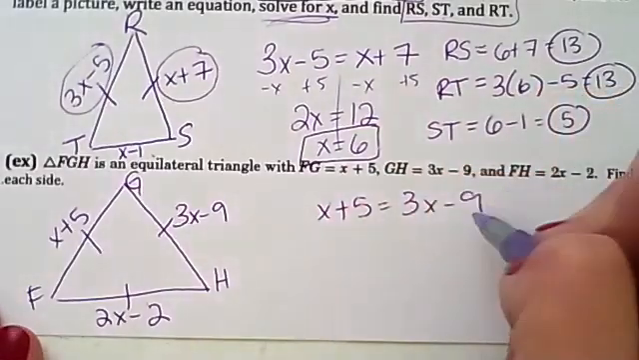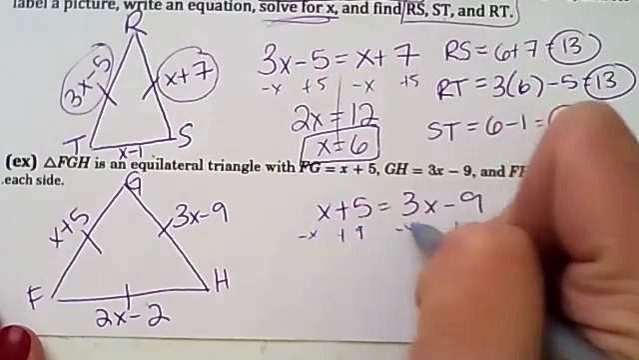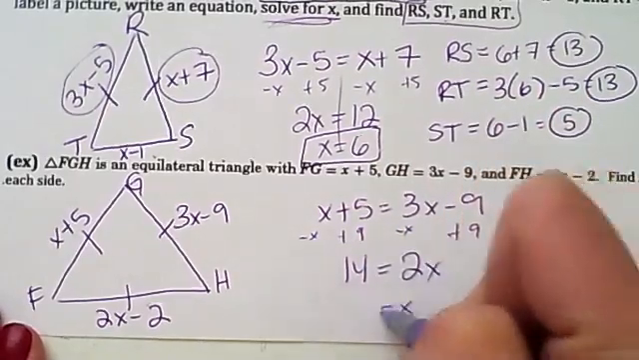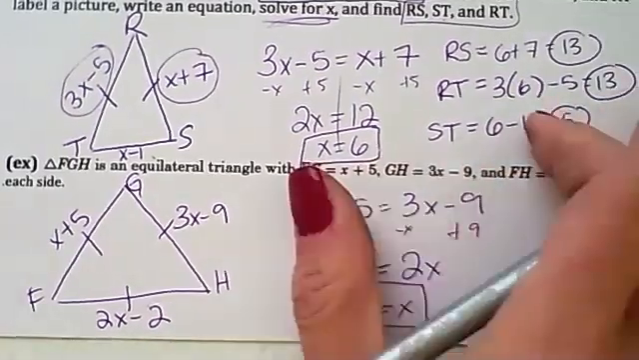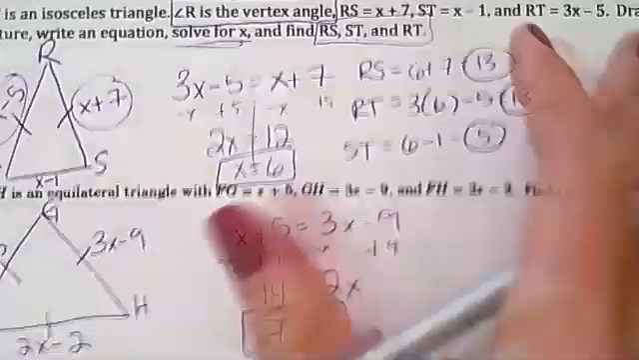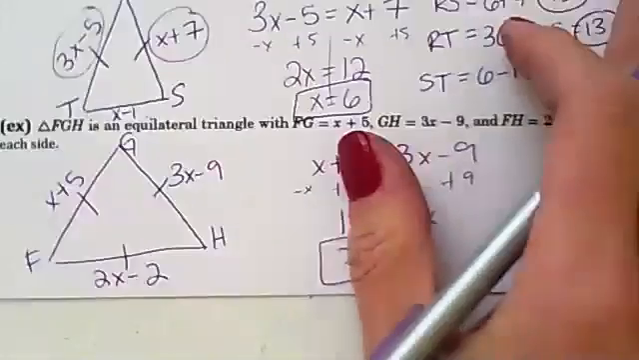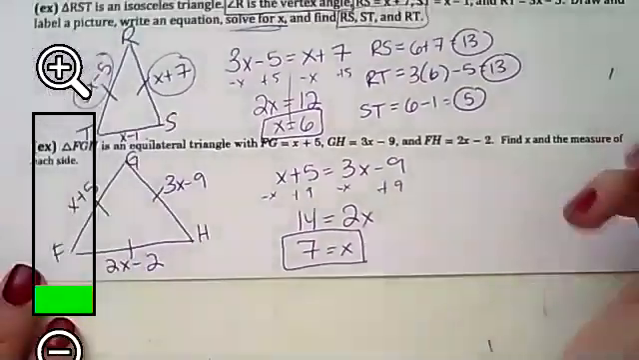And so again, we have to solve for x. So I'm going to add 9, subtract x. So this is going to be 14 equals 2x. x is 7. Okay, so now it also asks us to find the measure of each side. So now we just have to take 7 and plug it into each of these. And that's it. I'm going to zoom out a little so you can see what I'm writing.